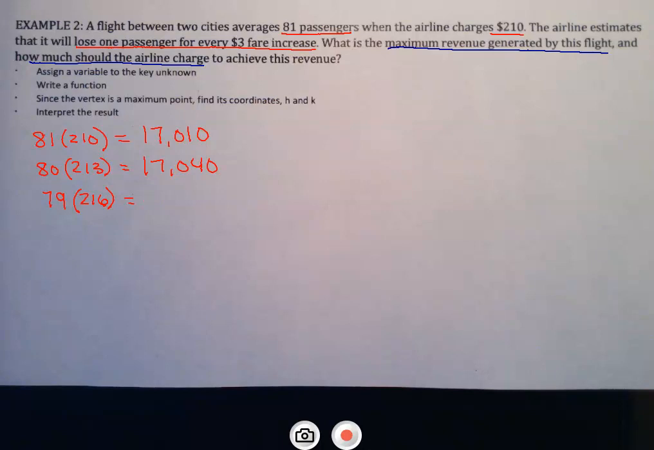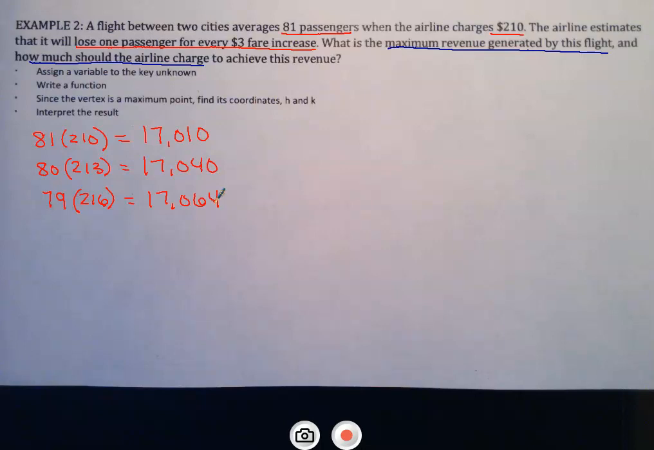17,064. No, I got 954. How much is it? 126. I did one. Okay, so what is it? $17,064. Okay.